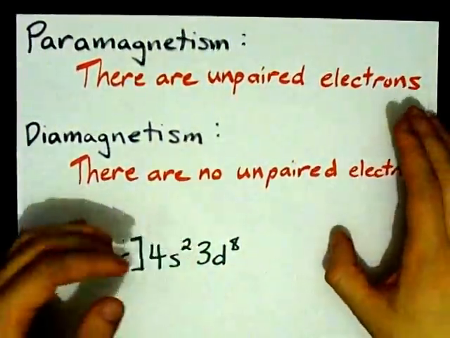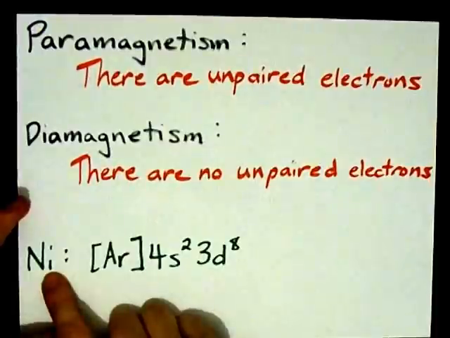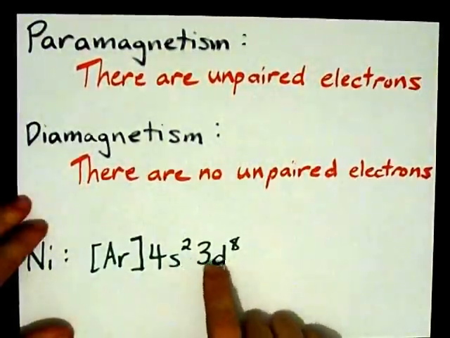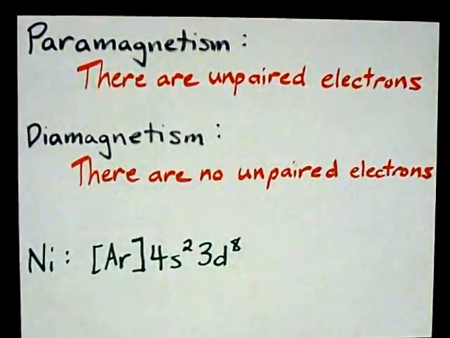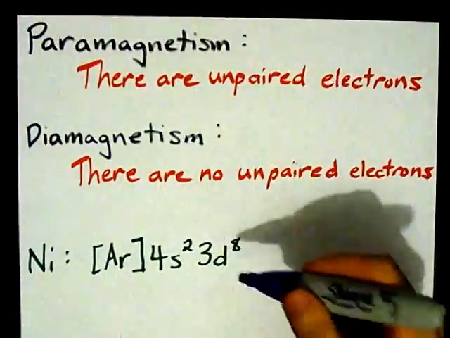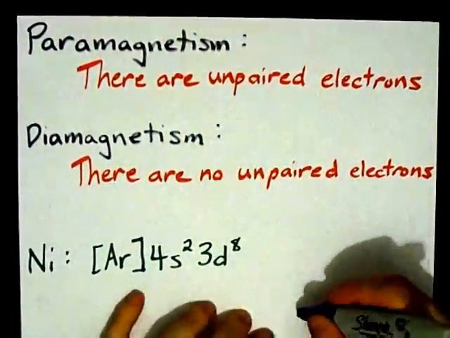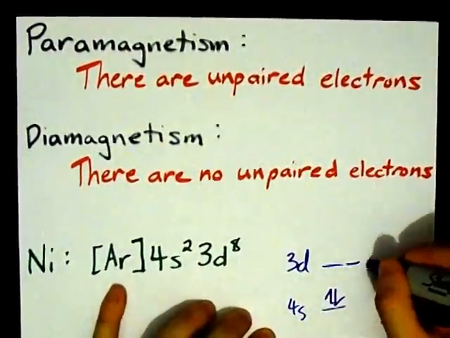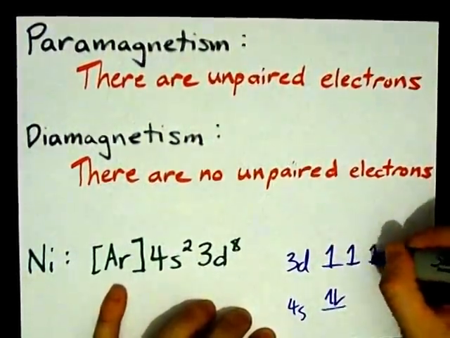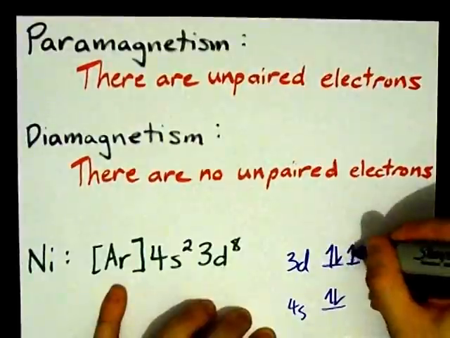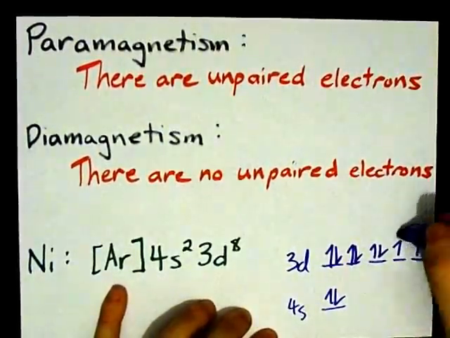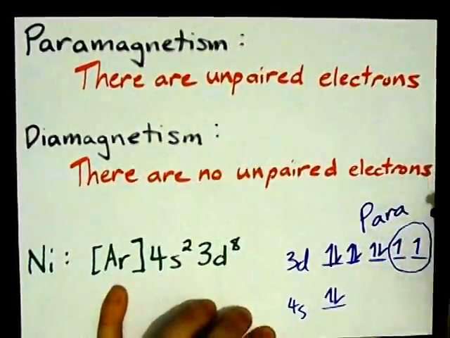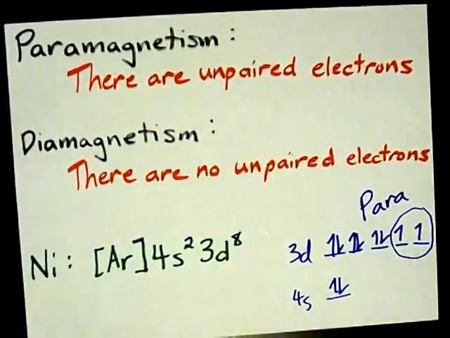For atoms, this is really easy. For something like nickel, which in shorthand is argon with an extra 4s2 3d8, you know what the electron configuration looks like. We have our argon, then we have our 4s2, and our 3d8: 1, 2, 3, 4, 5, 6, 7, 8. And the fact that these electrons are unpaired makes nickel paramagnetic.